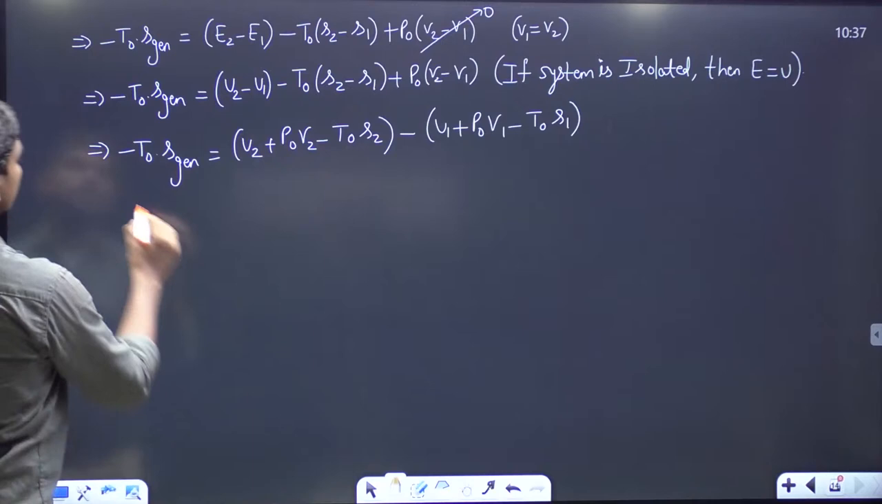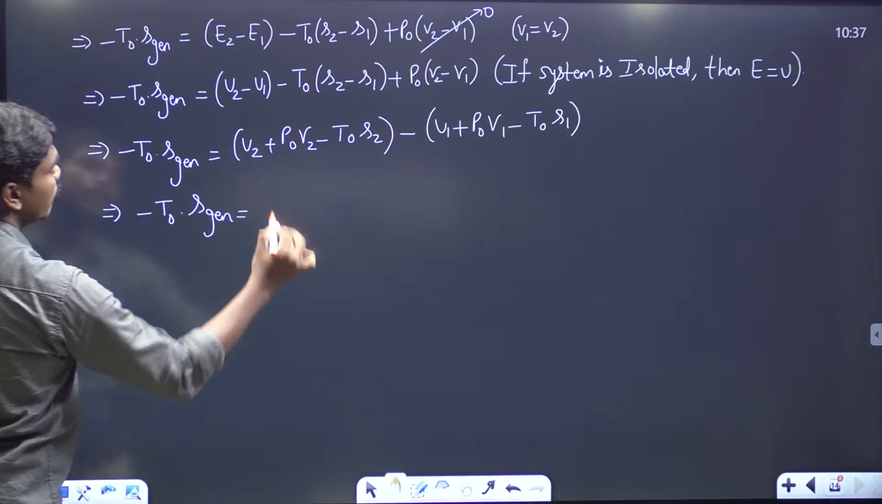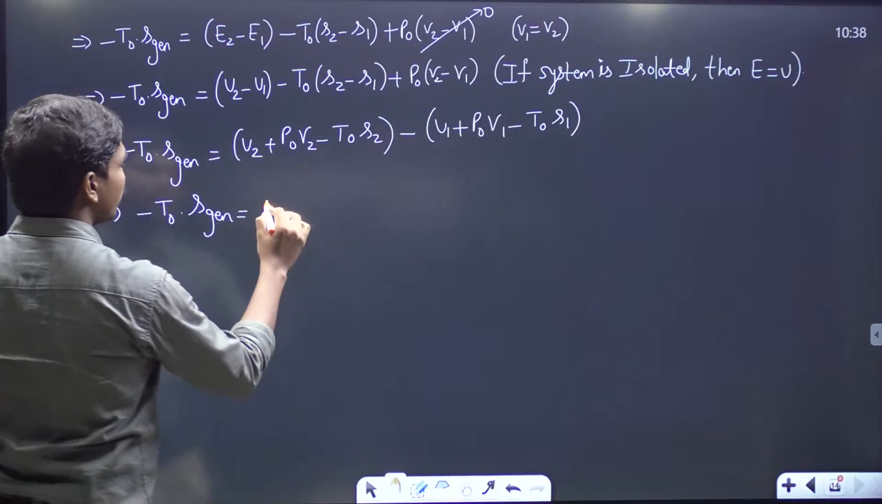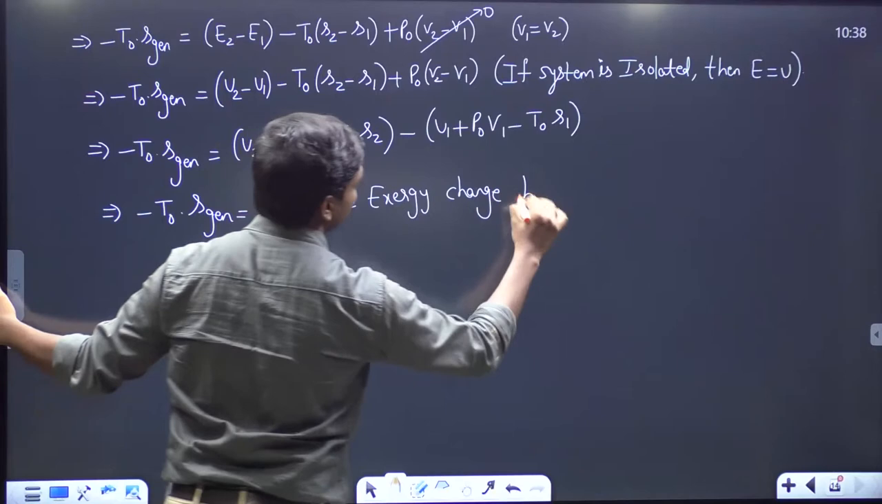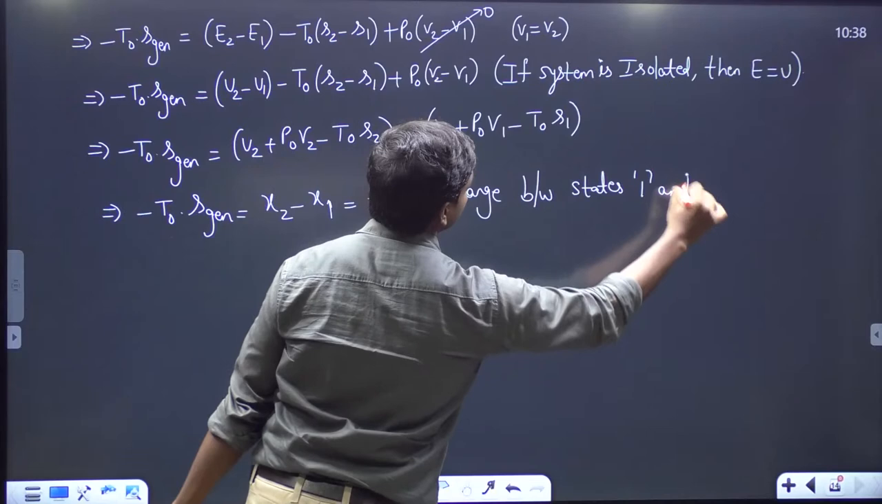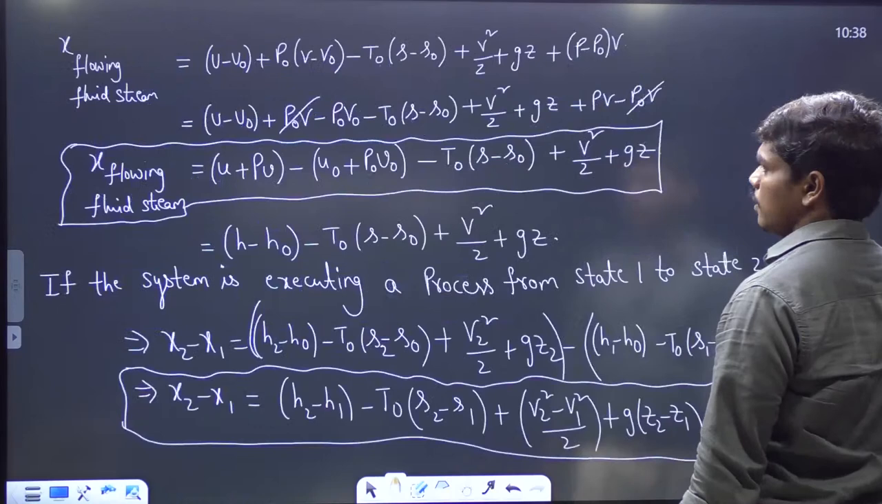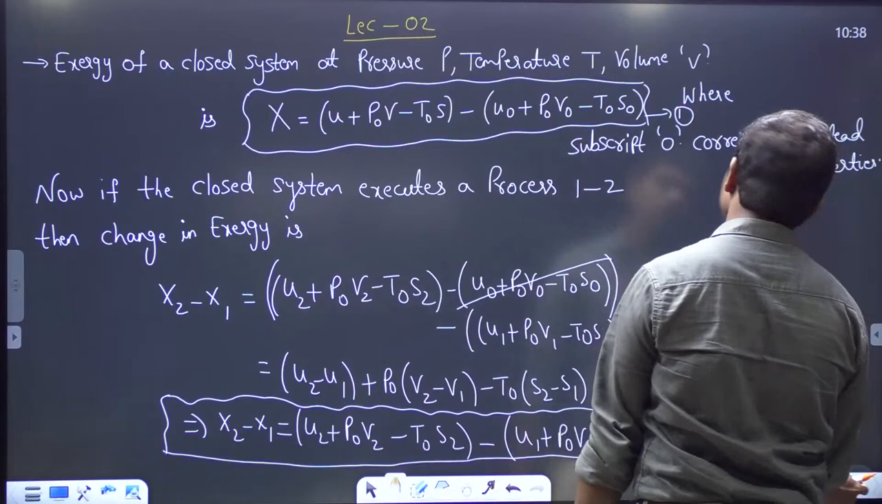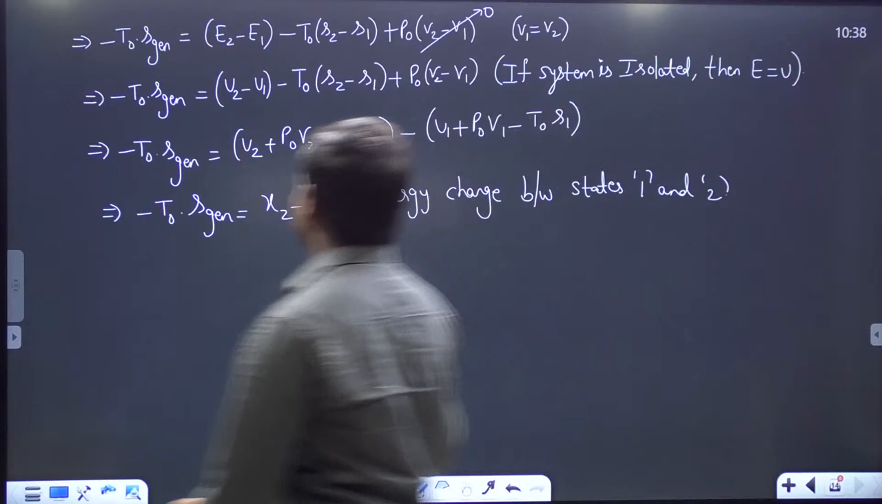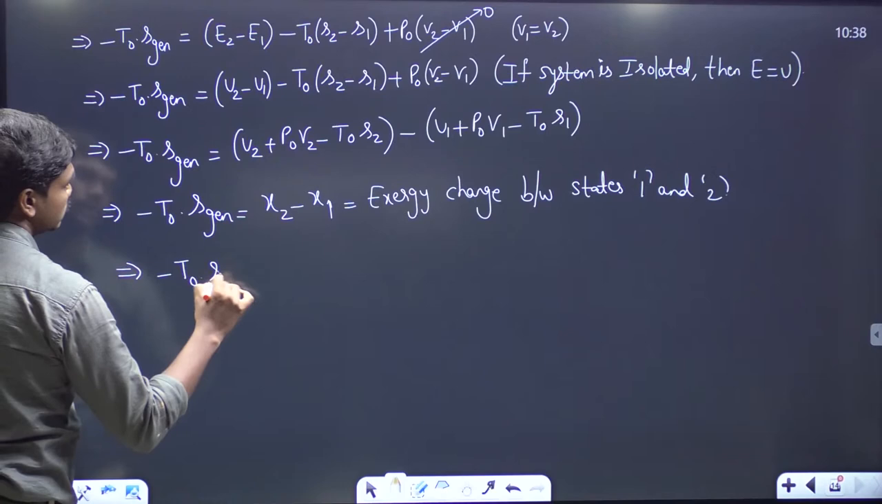So this implies minus T naught into S generation is equal to, now this is the availability function at the second state and this is the availability function at the first state. So can we write this as X2 minus X1, which is the exergy change between states 1 and 2? Please tell me, can we write this? Because see here, we got this expression. Basically, if this phi is an availability function, then this phi 2 minus phi 1 is nothing but X2 minus X1, correct? So if you see here, let's go back to the things that we are dealing with. Here, this minus T naught into S gen is equal to X2 minus X1.